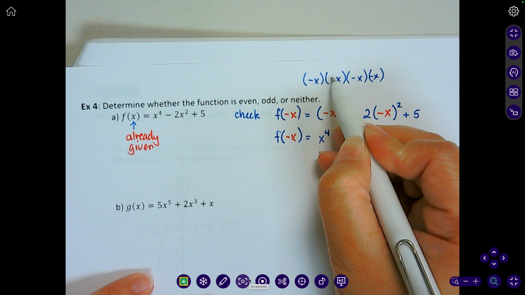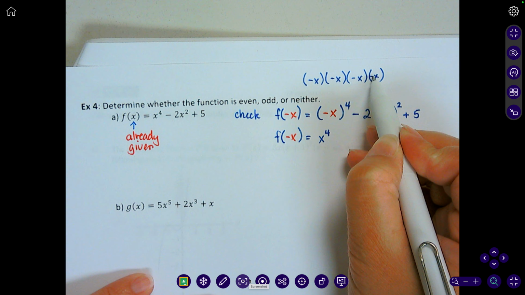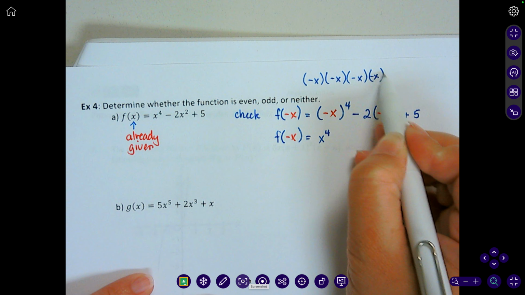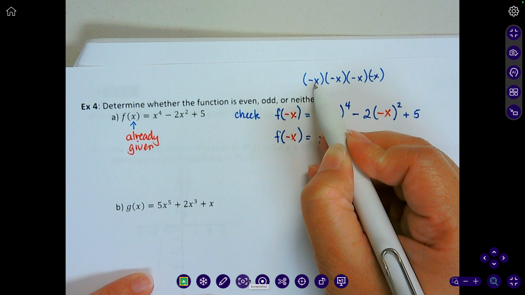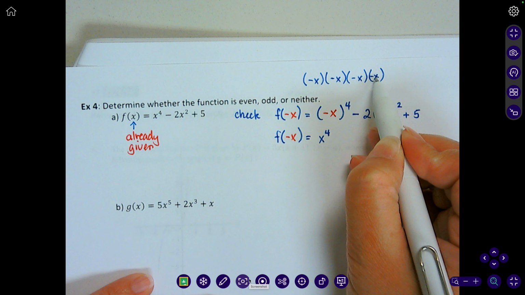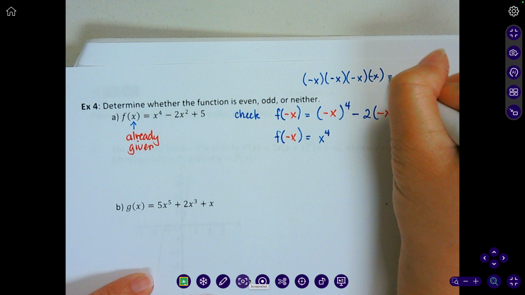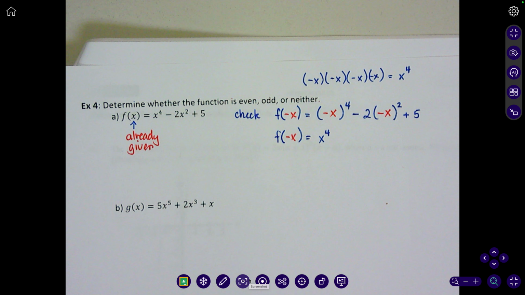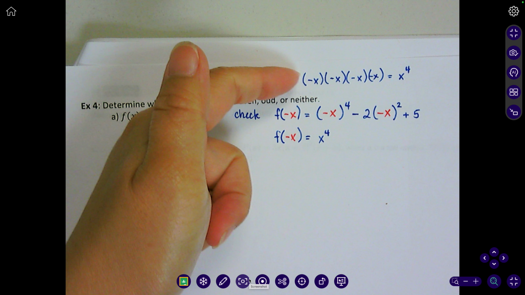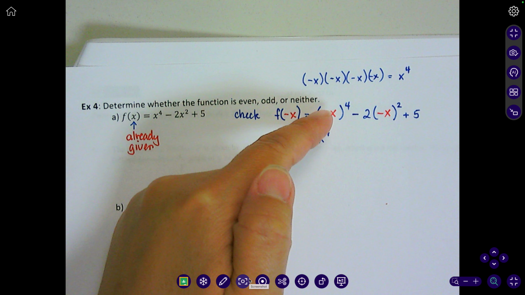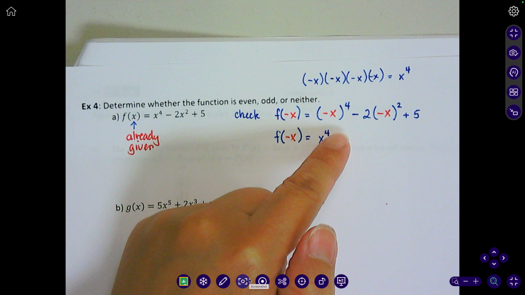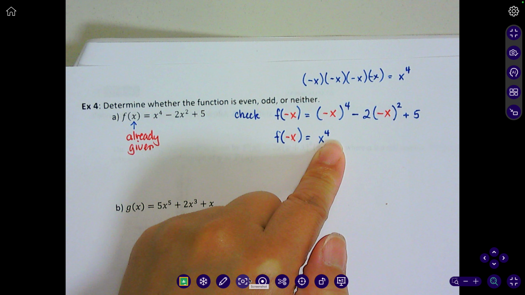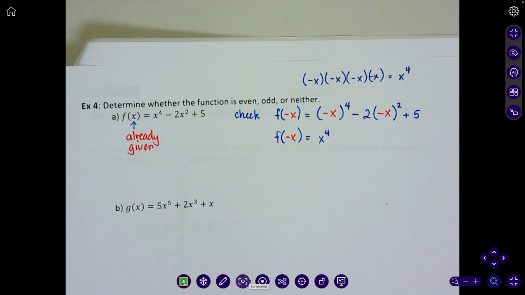Negative times negative is a positive. Negative times negative is a positive. So you have positive times positive is a positive. x times x times x times x is x to the fourth. So that's why you have positive x to the fourth. There's no more negative. Is that good? But we're not going to sit there and do that. So please remember, a negative to an even power will change to positive. Here we go, same thing.